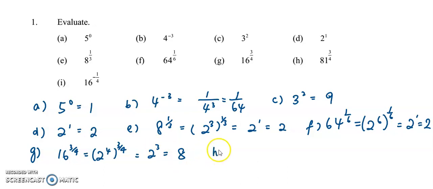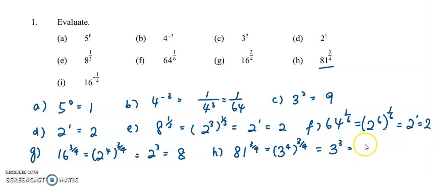Alright. And question H is 81 power of 3 over 4. Sometimes you need to know how 81 can be changed to the index number 3 power of 4. Yeah, 81 is equal to 3 power of 4, and this is to the power of 3 over 4. Again, simplify by cancelling the 4. You have 3 power of 3, and this is equal to 27.